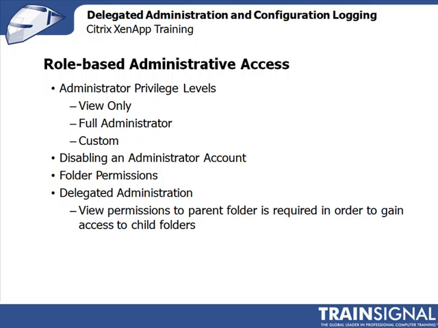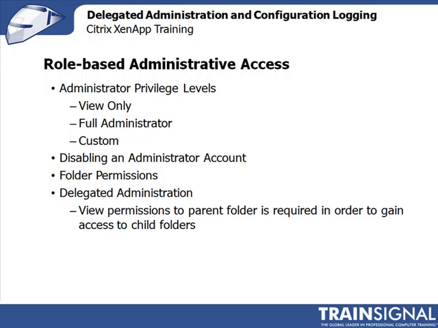The first thing we're going to start off with is role-based administrative access. When you're inside the farm, and I'll show you this once we get into the demonstration portion of this lesson, you can create several administrative accounts that can log on to the Citrix farm. By default there are three roles, or three privilege levels if I can call them that, that you can grant these administrative accounts. You can have view only, which means they'll have access to the entire farm, but they can only see what's going on.